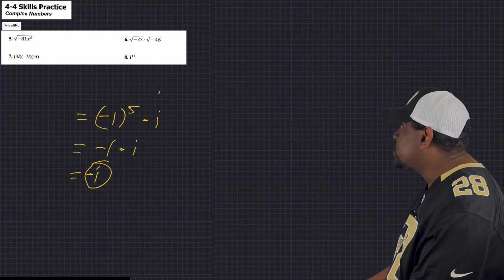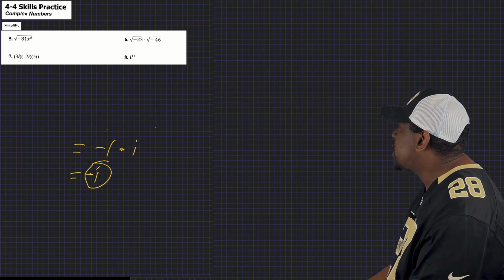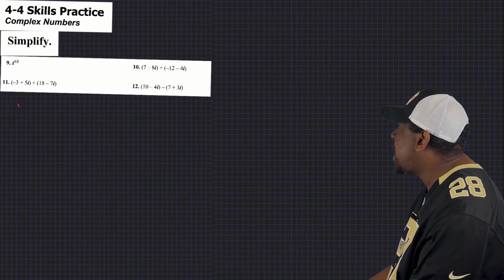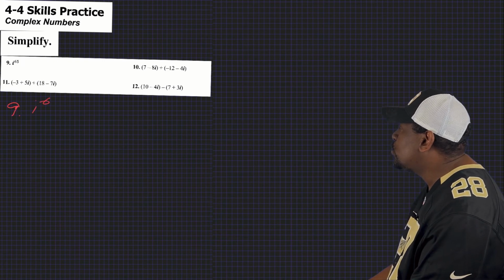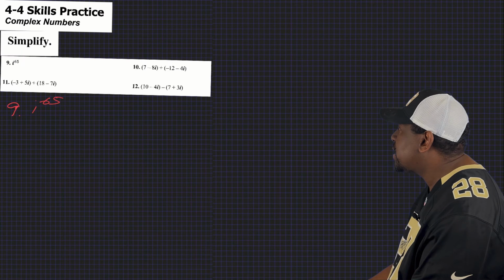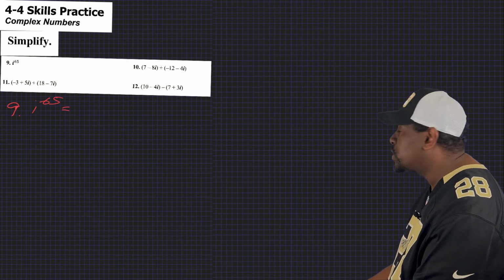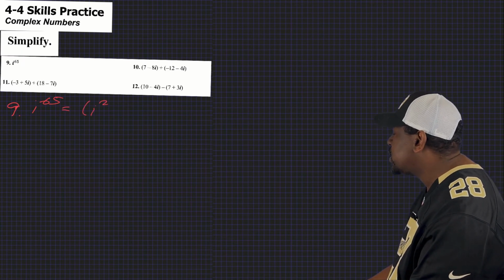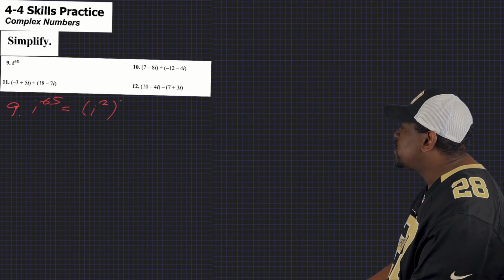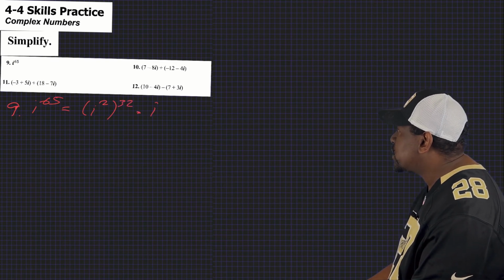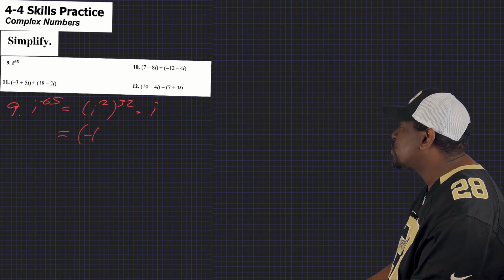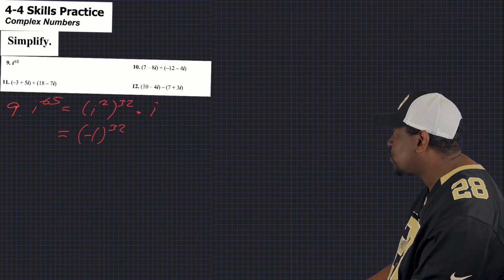So now we're going to do problems 9 through 12. We'll start with number 9. We're going to simplify i to the 65th power. Again, we want to represent i's in terms of i squared because we know i squared is equal to -1. So what factor can we multiply i squared to get close to 65? That would be i squared to the 32nd power, which is 64.